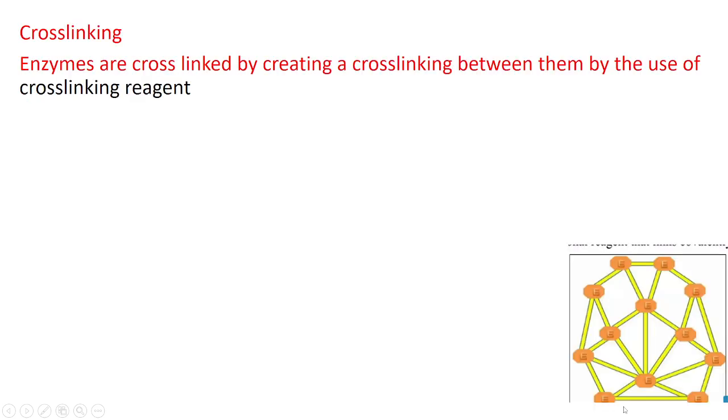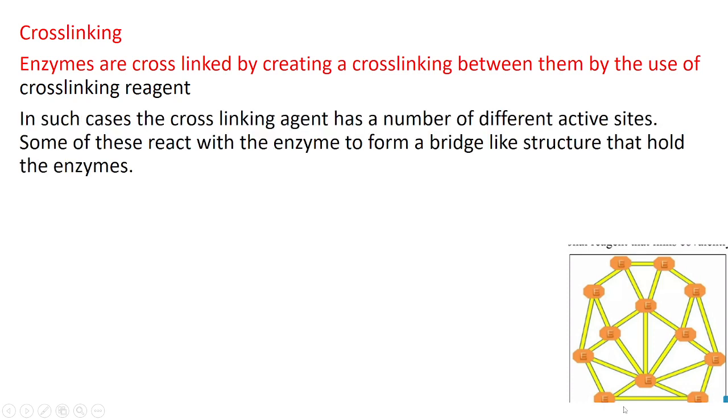Then you have cross-linking. Here there is no support system as such, but many enzymes are cross-linked with each other. They form a network, a cross-linking network like shown in the figure. So the enzyme will interact with the next enzyme, which will interact with so many other enzymes, and this will form a cross-linking structure. In this case, you will have to use something called a cross-linking agent.